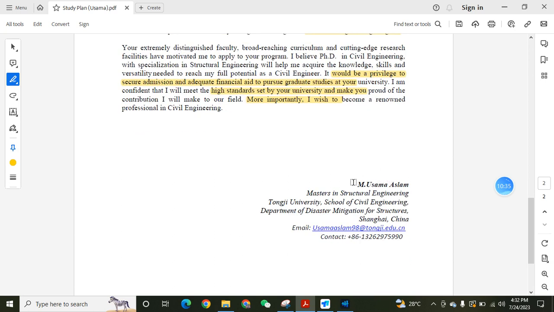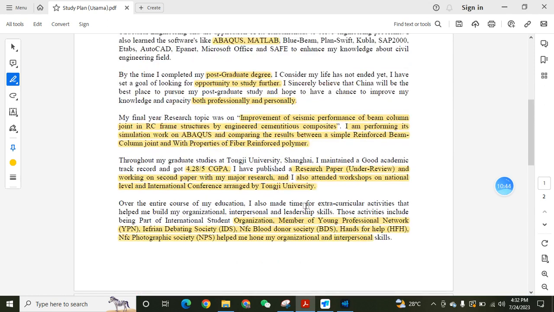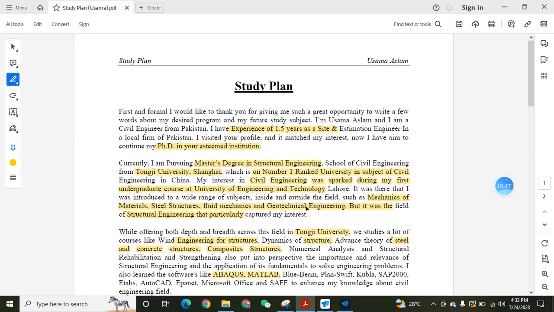And then you write your basic details, like that you completed your master's, and you write your email and your contact details. So this is actually the basic format. You write it for 1.5 pages, that's enough. This is just a letter of motivation. If they ask for a separate research proposal, then you need to create that, which is actually a different thing. But for this, these two are the basic requirements: the study plan, letter of motivation, or the statement of purpose.